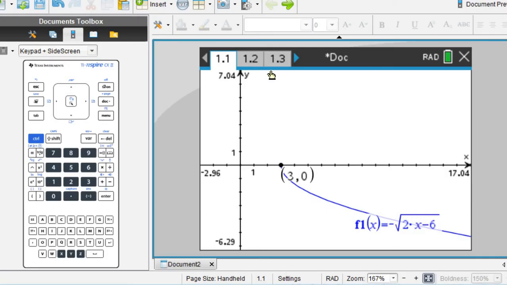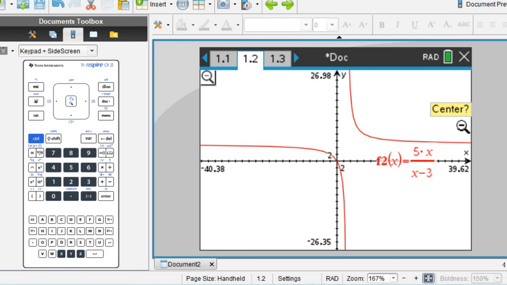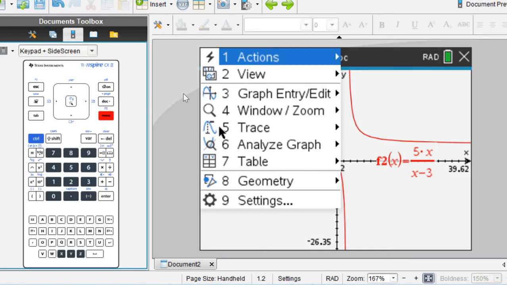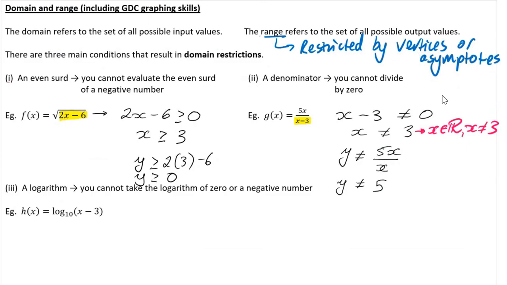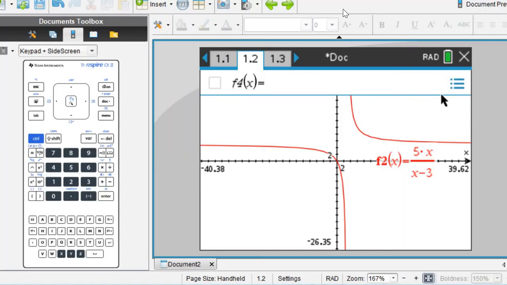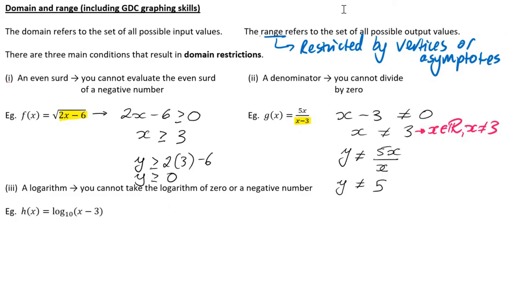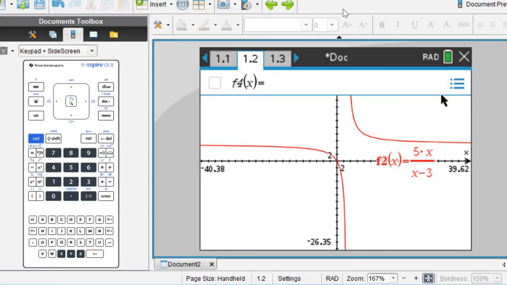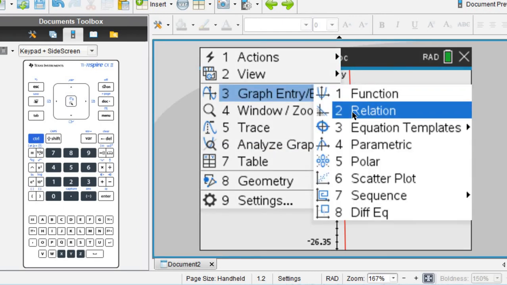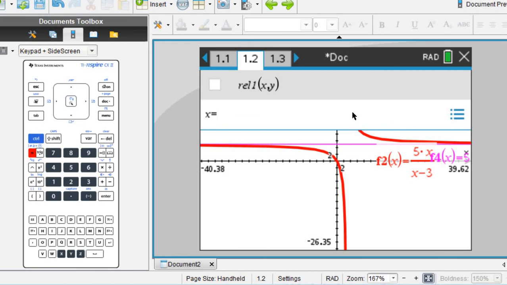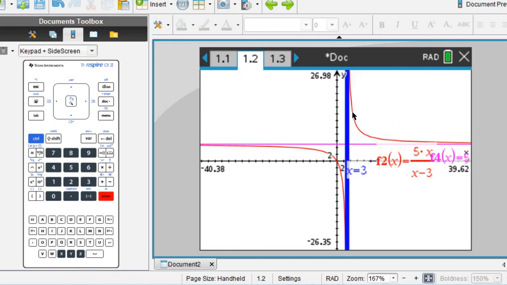Let's have a look at that function. Here it is, 5x over x minus 3. Let's check those domains and ranges. So go Menu, Graph Entry, Edit Function. And this is where we type in our range restriction of y equals 5. Yep, that looks correct. And to type in our domain restriction, we go Menu, Graph Entry, Edit Relation, and type in x equals 3. And that appears to be that asymptote as well.